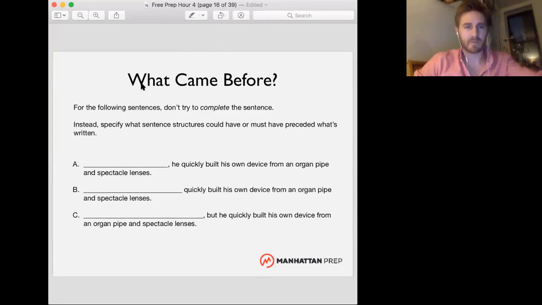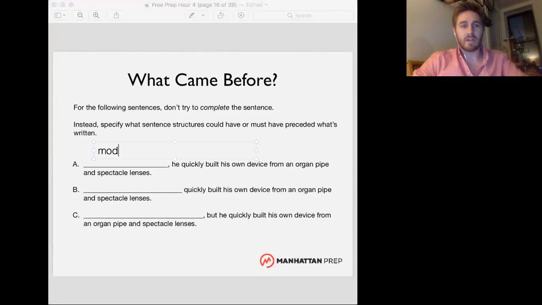All right. Okay. So a lot of good thoughts coming in here. Some people said for A that a modifier needs to come here, right? And I think that's an option, something that describes he. And this is the end of the sentence with Galileo. I think it's also possible that I could have a subordinate clause, like even though or although, subject verb. Although subject verb, he quickly built his own device, right?